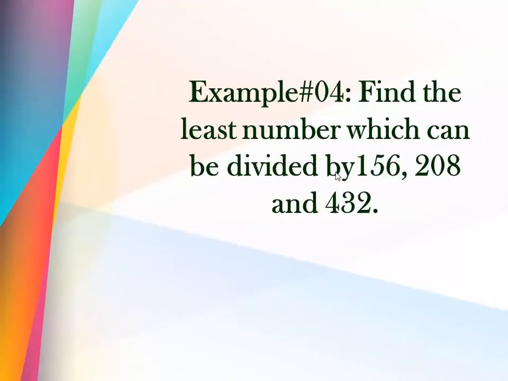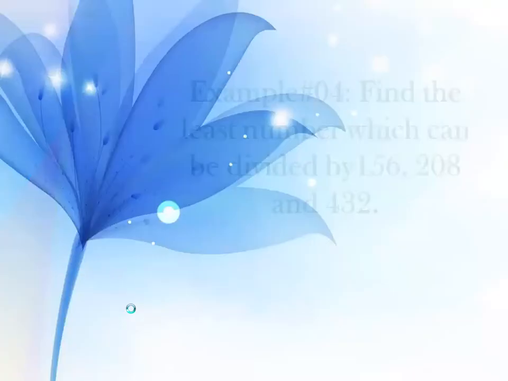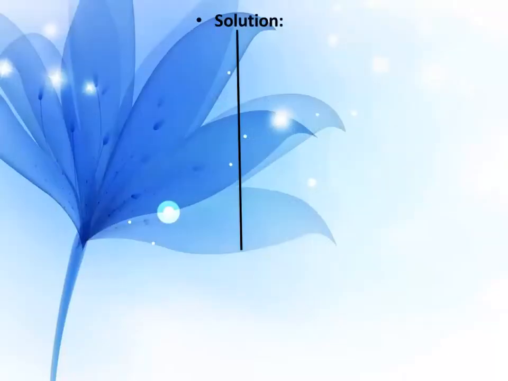Okay, next is example number 4. Now again, what you have to do here is find the least number which can be divided by 156, 208 and 432. So my dear students, again you will use this division method. You have to find the LCM here using the division method.